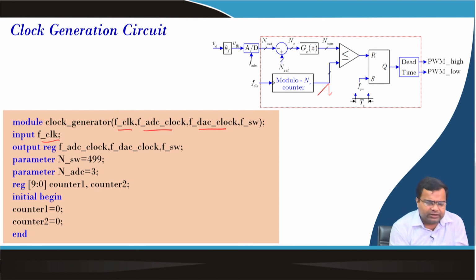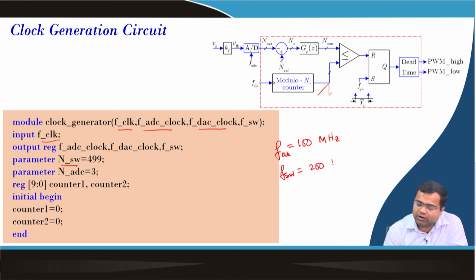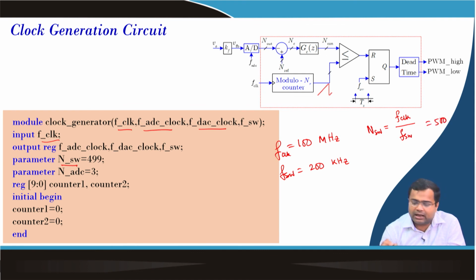It is just a counter. If you set this number to be 499, my F clock is 100 megahertz, and I want the switching frequency clock to be 200 kilohertz. Then my N SW is nothing but F clock divided by F SW, so it will be 500. I set it to 499 because it will count from 0 to 499, so the total number will be 500.